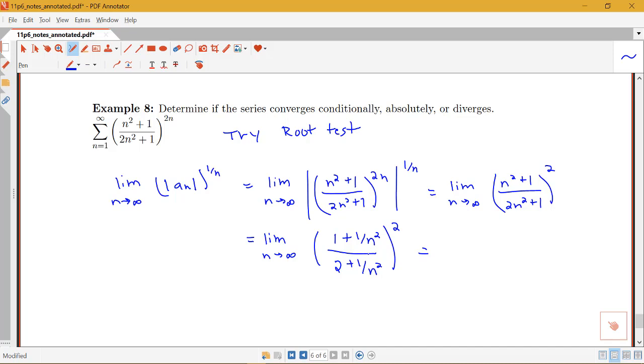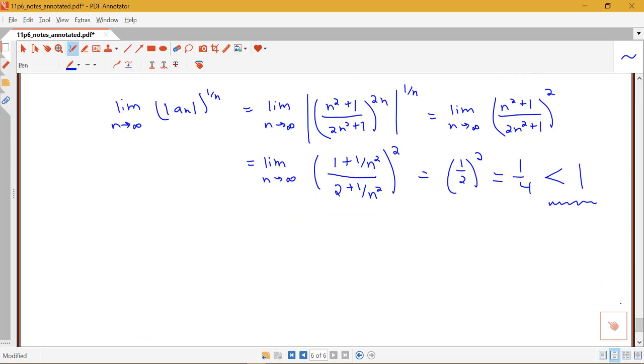Notice that the 1 over n squared terms are both going to 0. So this will be 1 half squared, which is 1 fourth. So we're getting an L value of 1 fourth. And we notice that that is less than 1. I specifically highlight that I got a value that's smaller than 1 here. So I can say the series converges absolutely by the root test.